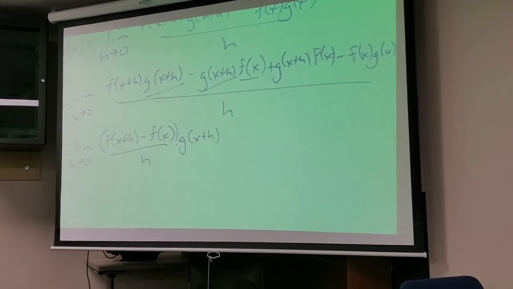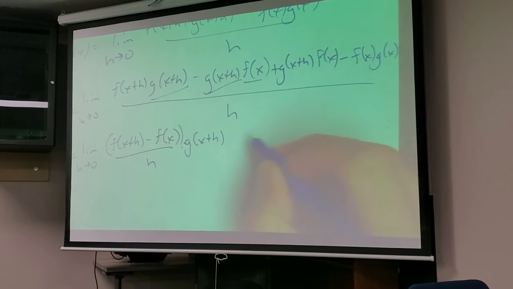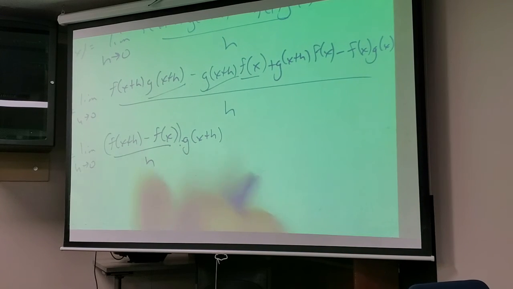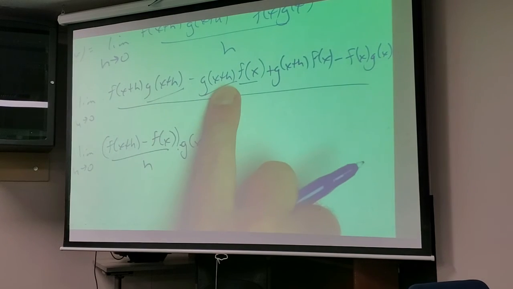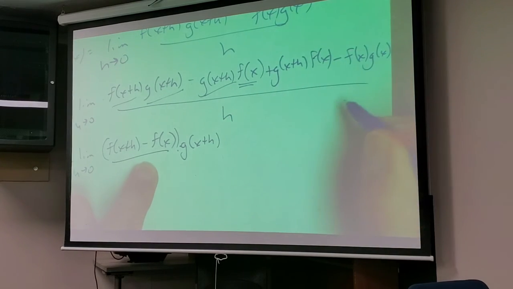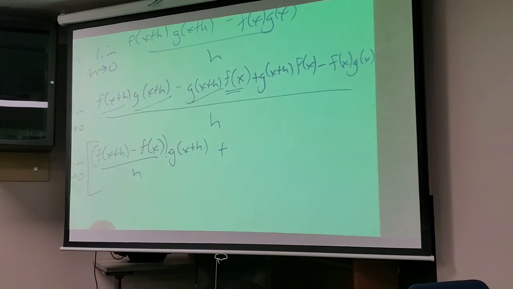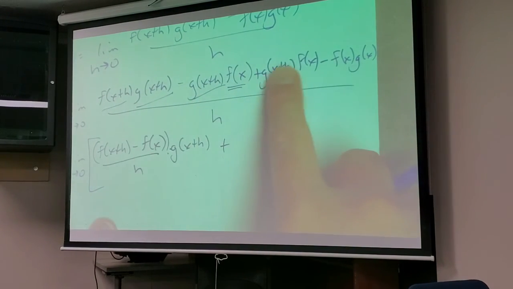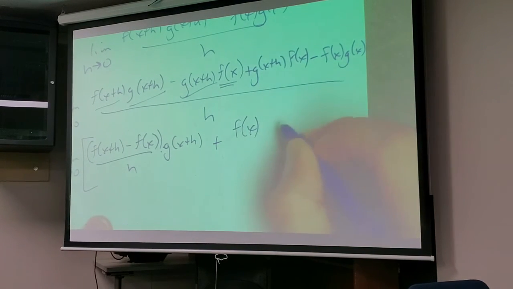Yes? For the f of x, g of x at the end there. Say again, sorry. G of x plus h came out, f of x plus h, and f of x. And then I got more over here I haven't talked about yet. Oh, okay. Plus, right? So that's this piece. What can come out of these two? F of x can come out of there. And then I'm going to have g of x plus h minus g of x over h.